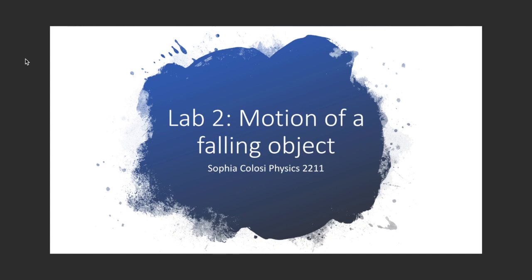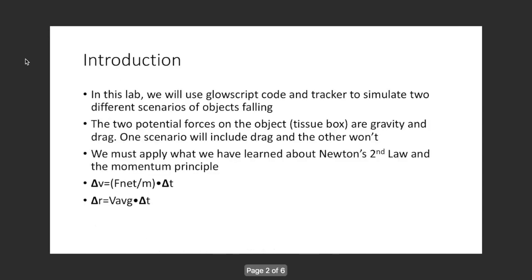Hi, my name is Sophia Colosi, and this is my presentation for Lab 2, which involves the motion of a falling object. What we are going to do in this lab is apply our knowledge of Newton's second law, stated below, to observe a falling object. We will also consider drag and how that affects the object's motion. I'll talk more about this later.